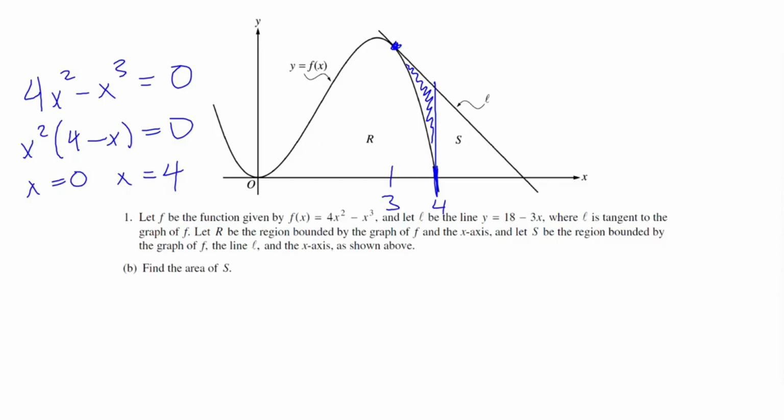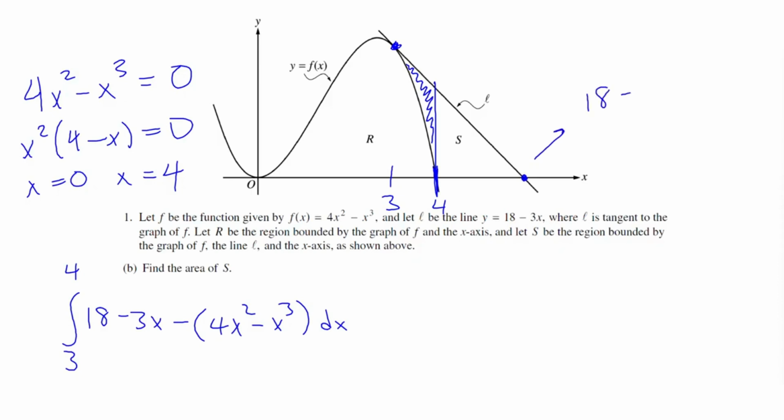So we need the integral from 3 to 4 of the line, 18 minus 3x, minus f of x, which is 4x squared minus x cubed, to start with. And then we need to add to that the area underneath that line, which we could just do an integral from 4 to this intersection point, which, well, we need to figure that out too. When does that equal 0? Looks like that's when x is 6. Right? So we could just do the integral of the line from 4 to 6, or we could just say, well, it's a triangle.